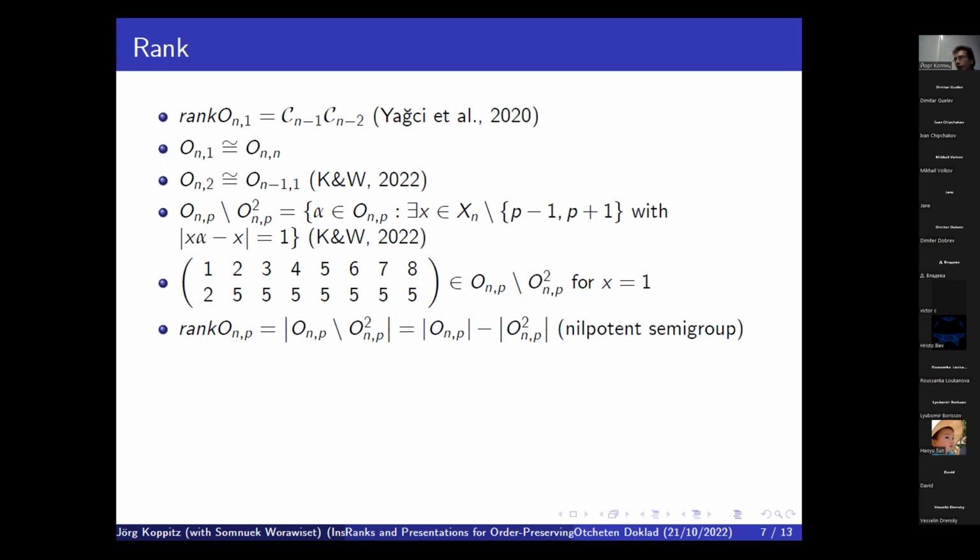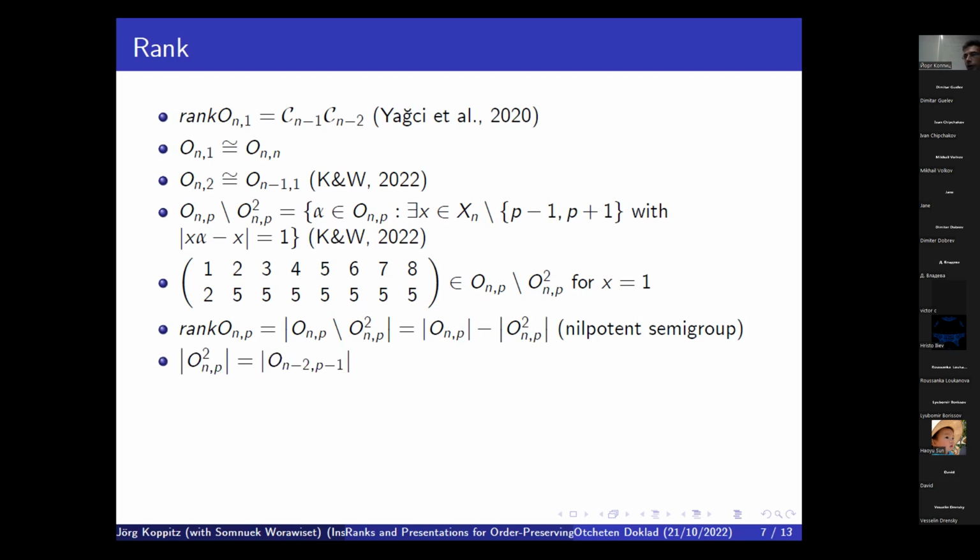So I recall the semigroup ONP is a nilpotent semigroup, and because it is a nilpotent semigroup, we can use the following result: the rank of this semigroup is exactly the cardinality of the set of all irreducible elements in the semigroup. And this is nothing else than the cardinality of the semigroup minus the cardinality of the elements which are products of at least two elements.